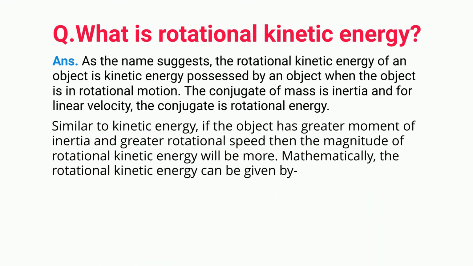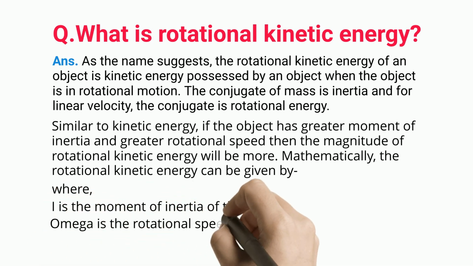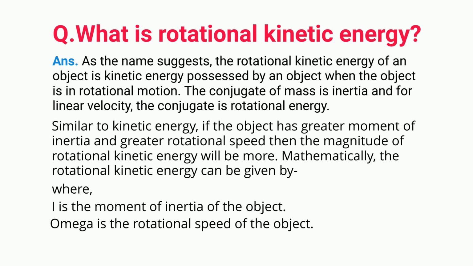Mathematically, the rotational kinetic energy can be given by the formula, where I is the moment of inertia of the object and omega is the rotational speed of the object.